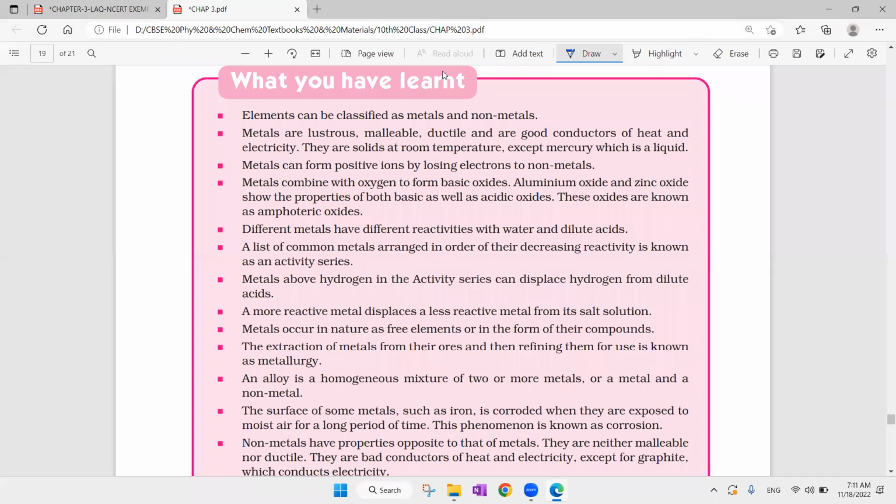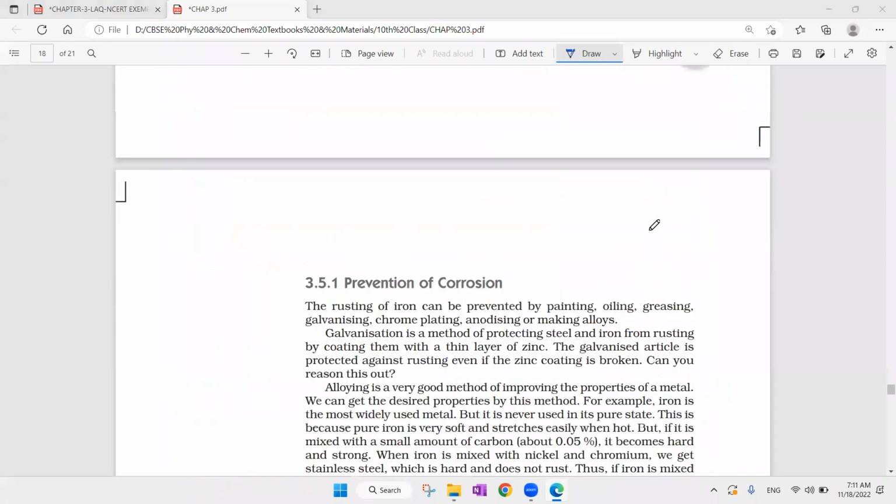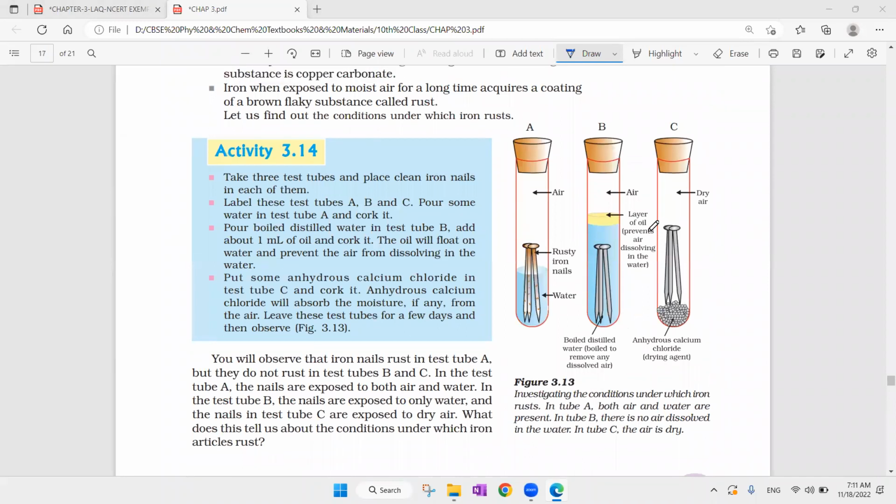Sir, in the extraction of ores, do we have to write all the steps continuously for the board exam, or if we miss something, may we lose marks? Depending upon the marks, if it is a 5-mark question, yes, you have to write.